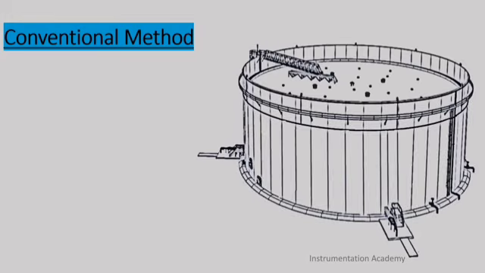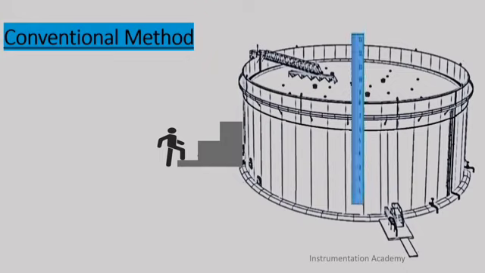Consider a tank partially filled with liquid. In the conventional method, if an operator wants to know the level of liquid in a tank, usually he has to go all the way to the top of the tank and insert a dipstick into the tank. This dipstick has a scale on it, and the wet portion of the scale indicates the level of the liquid in the tank. This method had a lot of disadvantages.